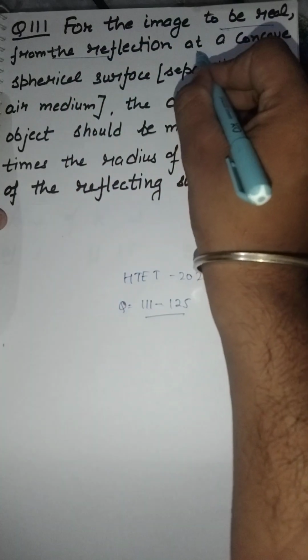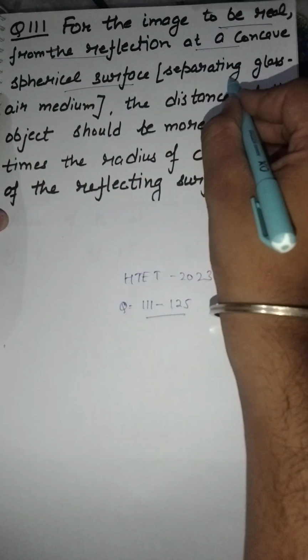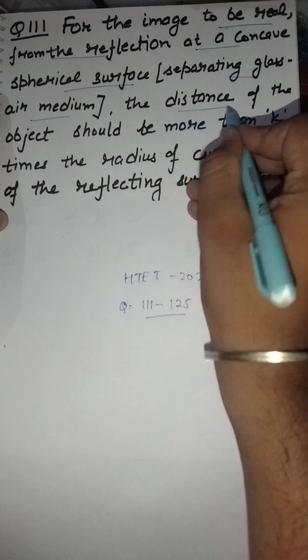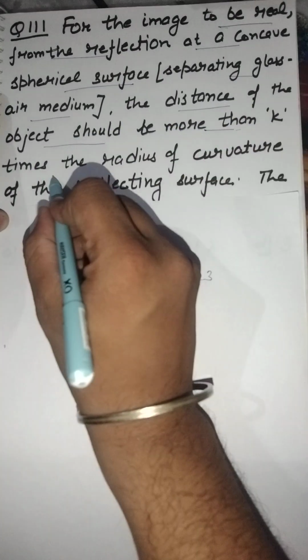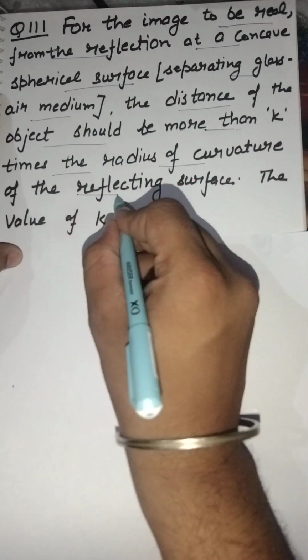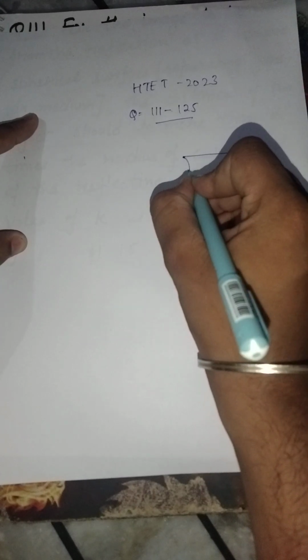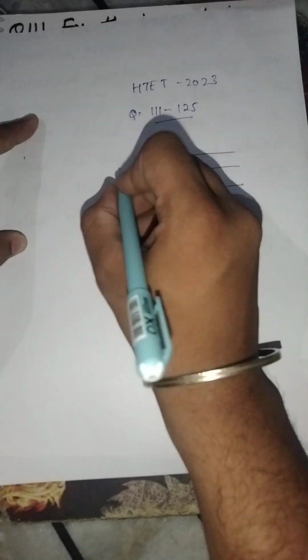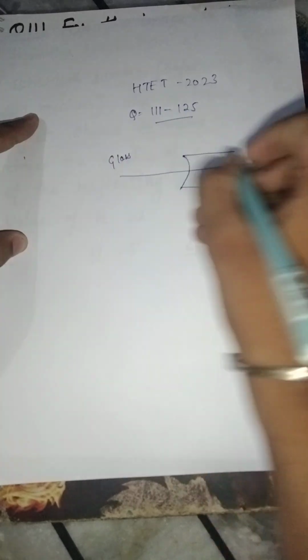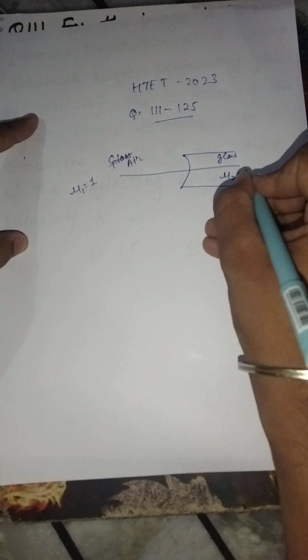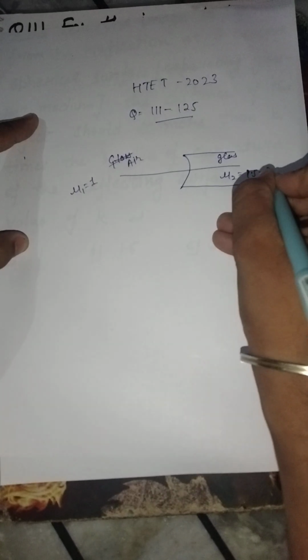from the reflection at a concave spherical surface separating a glass-air medium, the distance of the object should be more than k times the radius of curvature of the reflecting surface. The value of k is? Let we have a concave reflecting surface. As discussed in the question, on this side we have glass and on this side we have air. Air has refractive index mu1, that value is 1. Glass has refractive index mu2, that is 1.5 or 3/2.